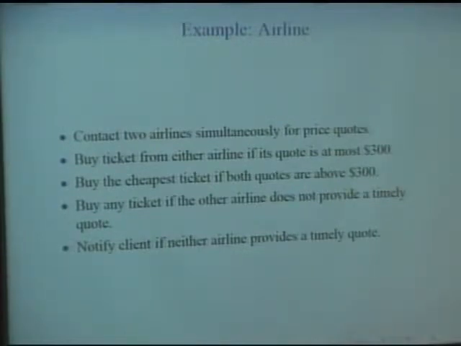Buy any ticket if the other line doesn't provide a timed quote, like I'll wait for 5 minutes. And if one airline doesn't come through, I'll just buy the other one. And notify me if neither airline provides a timely quote. Okay, we can write the specification reasonably clearly in that much space. Why can't we write a program which is about that long to do this job?